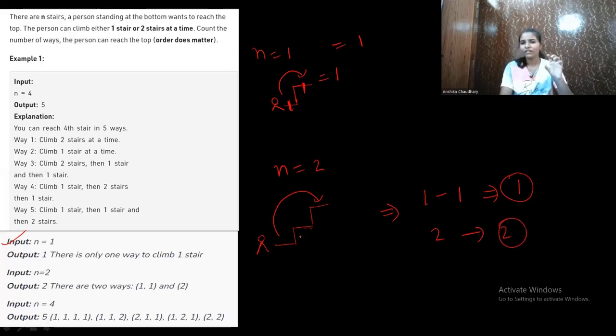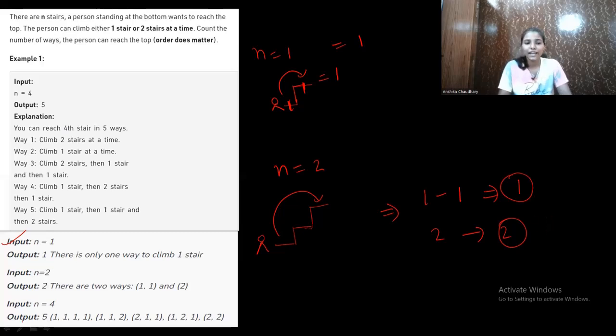Now, is there any other way to reach the top? As he can only take one step or two steps at a time, from the base he takes one step and reaches the first stair, and from here if he directly jumps by taking two steps, he will reach the top. So there are only two possible ways.